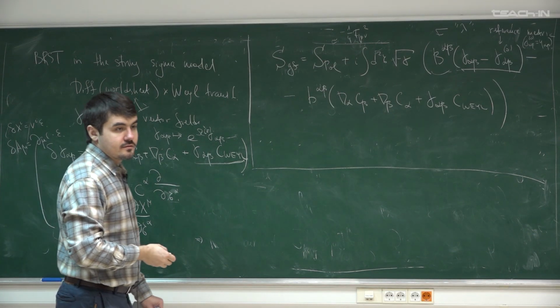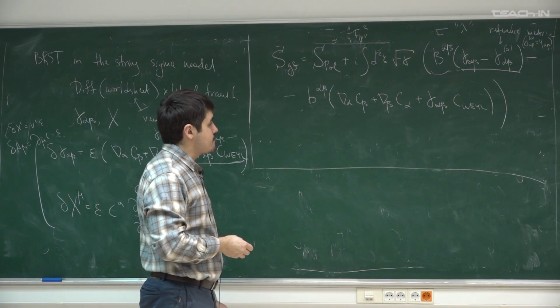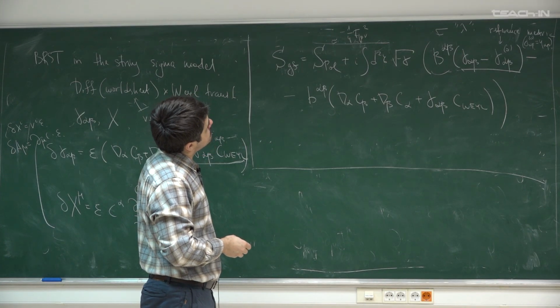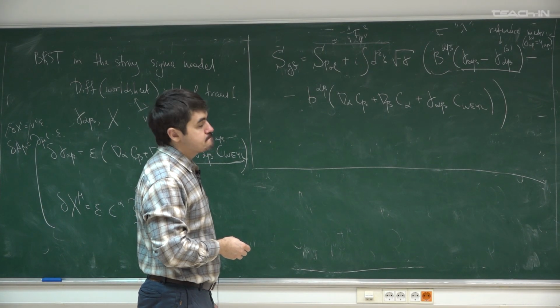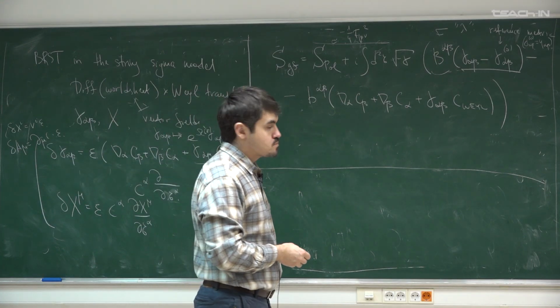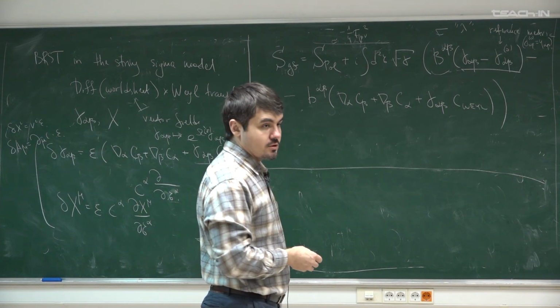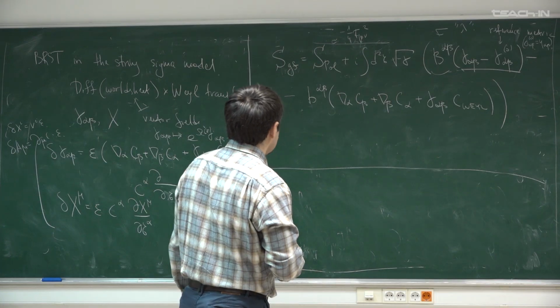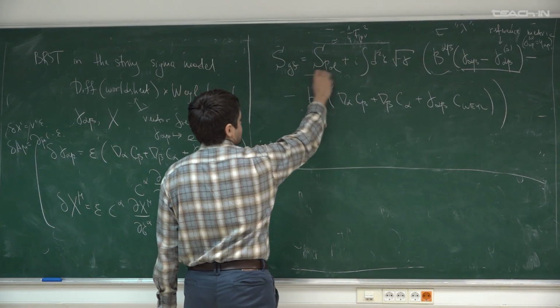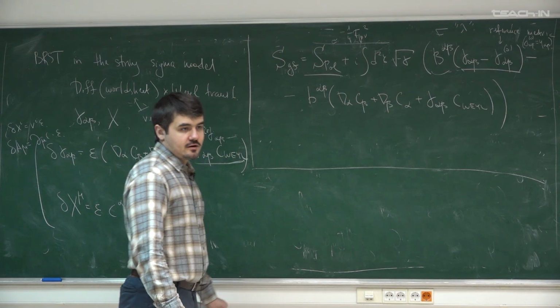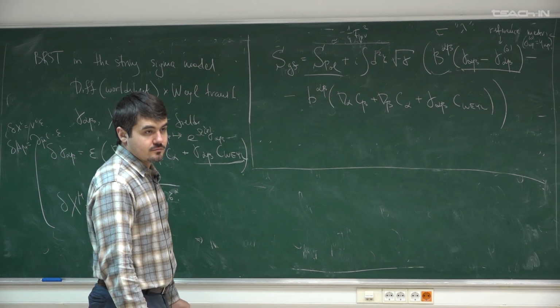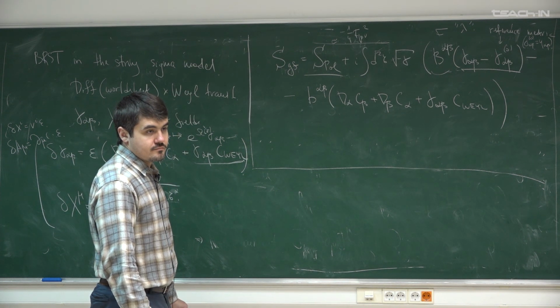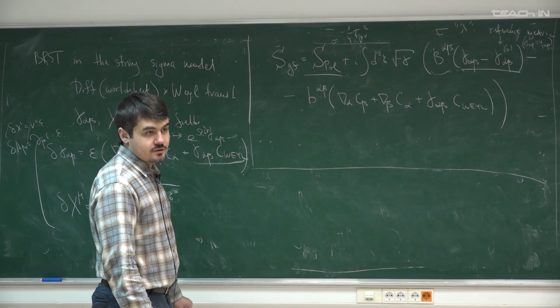Yes, it's symmetric. Here, you have expressed S_GF in the form of a sigma model. Sigma model? Yes. Well, the Polyakov action is just a sigma model with flat target space, by definition, basically.